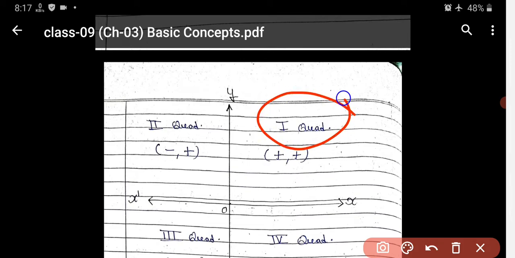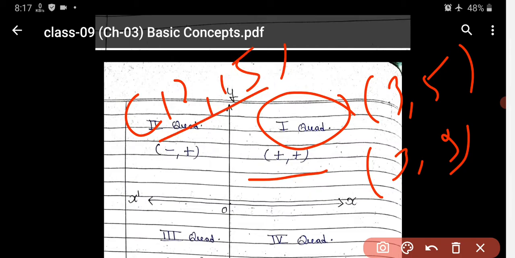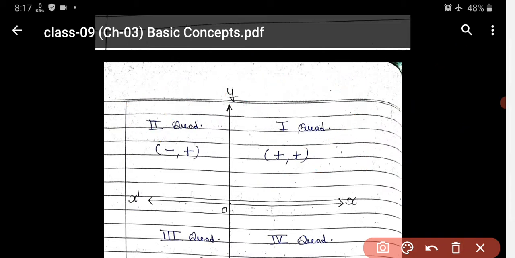In the first quadrant the signs are always plus. It means that if any point lies in the first quadrant, the form is (+, +). It may be (3, 5), because both are plus, or (3, 9), or maybe (12, 15). Both values are positive. So without plotting you have to say that they lie in the first quadrant. Or you can plot on graph paper, then say they lie in the first quadrant.